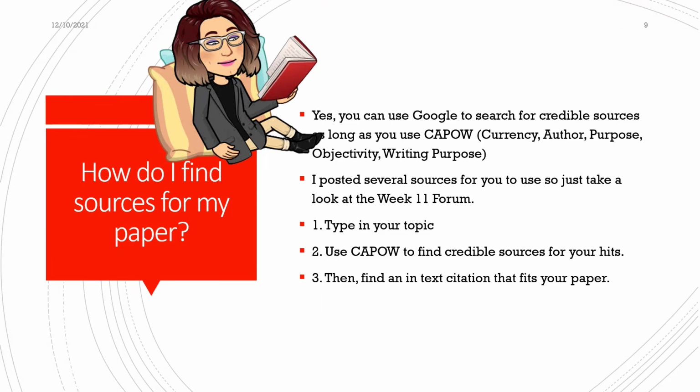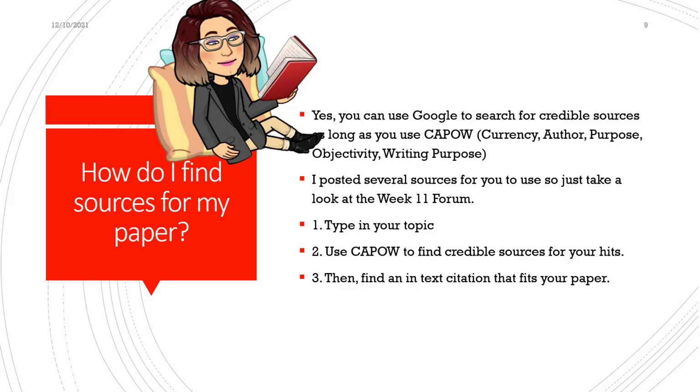How do I find sources for my paper? Yes, you can use Google to search for credible sources as long as you use CAPOW: currency, author, purpose, objectivity, and writing purpose, to ascertain if the source that you're looking at is a credible source. So I went over this in the Week 10 lecture, in which I went over how to evaluate credible sources.